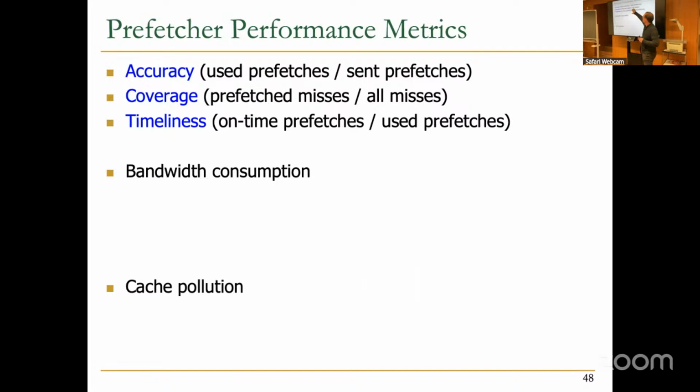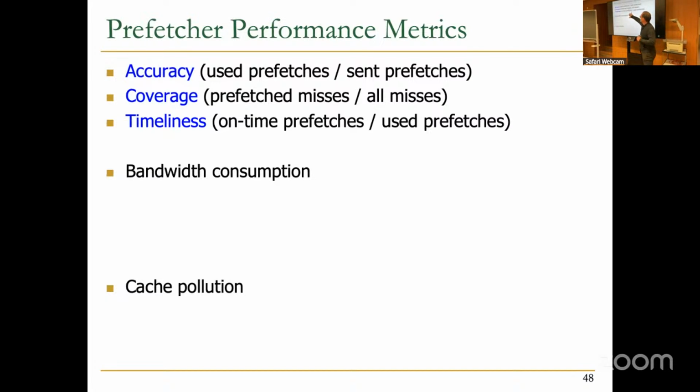Coverage is also important. What is the fraction of misses that you correctly predict out of all the misses that are generated by the program, right? Ideally, you would like that to be 100% also. You would like 100% accuracy, 100% coverage, perfect timeliness. You cannot get all of them, unfortunately. You can get maybe 2 out of 3.